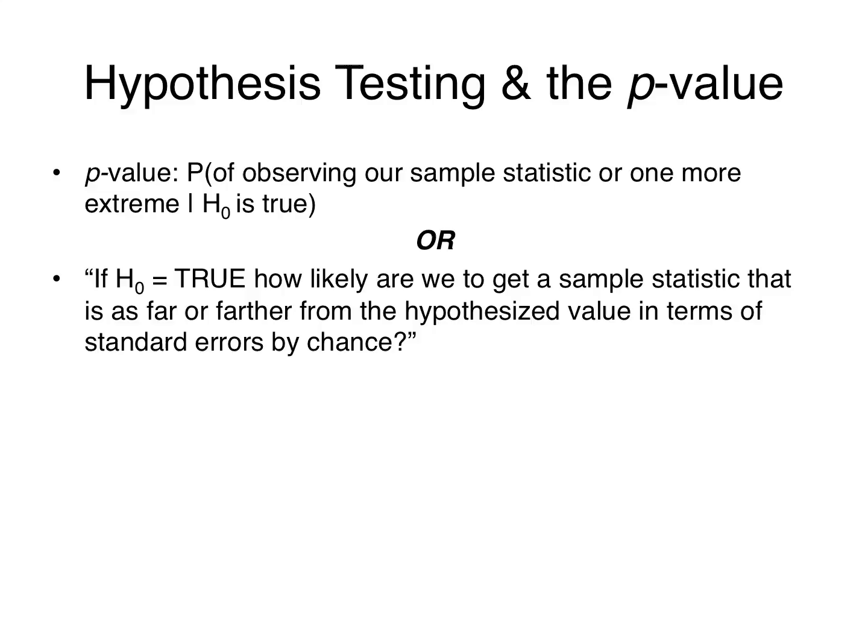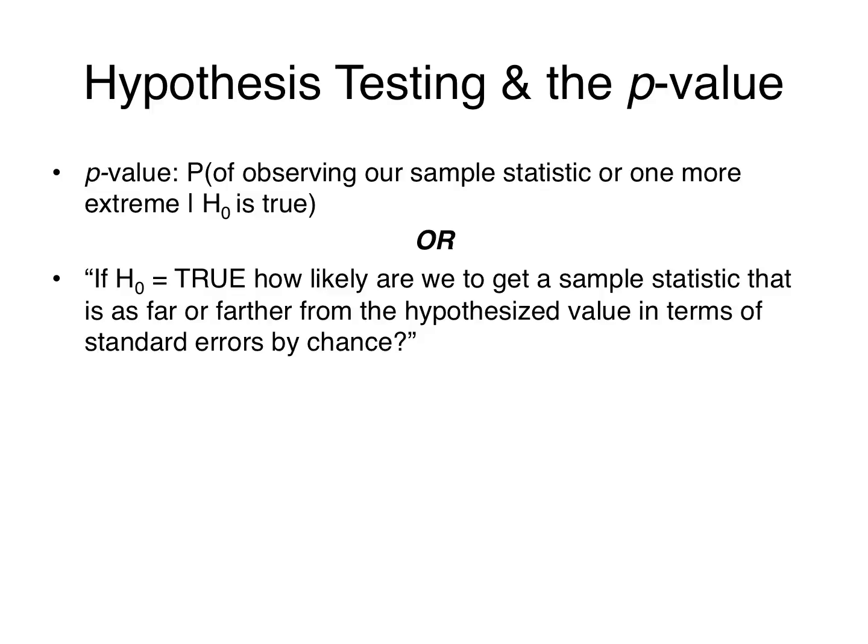So the p-value is the probability of observing our sample statistic, or a sample statistic more extreme, given that our null hypothesis is true. With our example, this would be the probability of getting the sample mean blood pressure we observed among coffee drinkers, or one more extreme, given that the mean blood pressure of coffee drinkers is actually equal to that of the general population. Another way of saying this is that our p-value tells us that if our null hypothesis is true, how likely are we to get a sample statistic that is as far or further from the hypothesis value in terms of standard errors merely by chance.